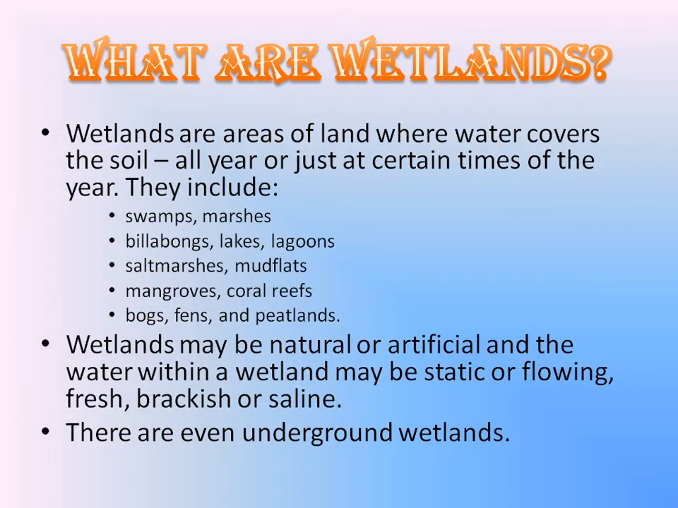What are wetlands? Wetlands are areas of land where water covers the soil all year or just at certain times of the year. A land is covered with water for a particular season or in every year. Some examples are swamps, marshes, lakes, lagoons, salt marshes, mangroves, coral reefs, etc. Wetlands may also be natural or artificial. We also develop wetlands.